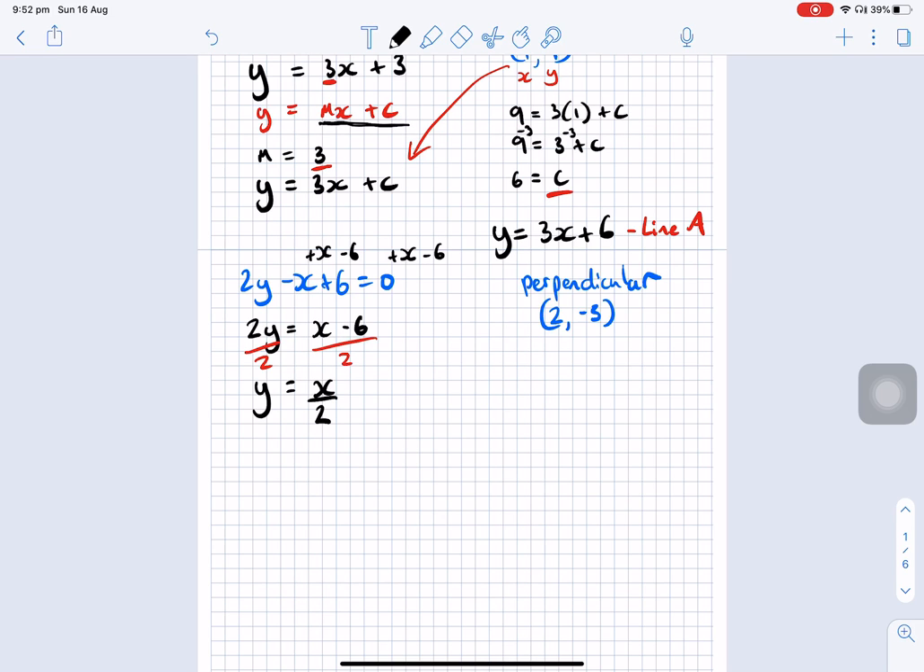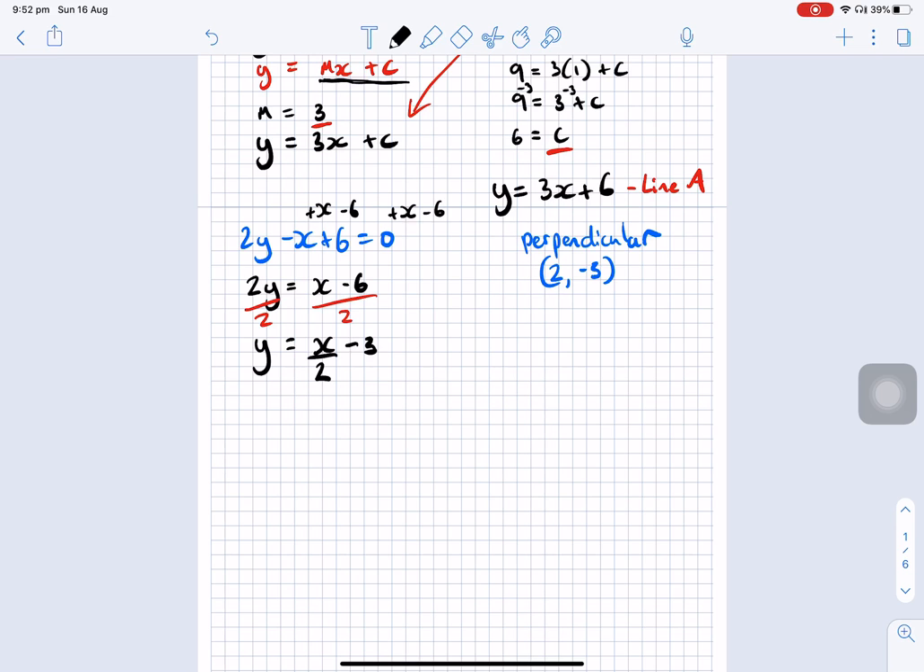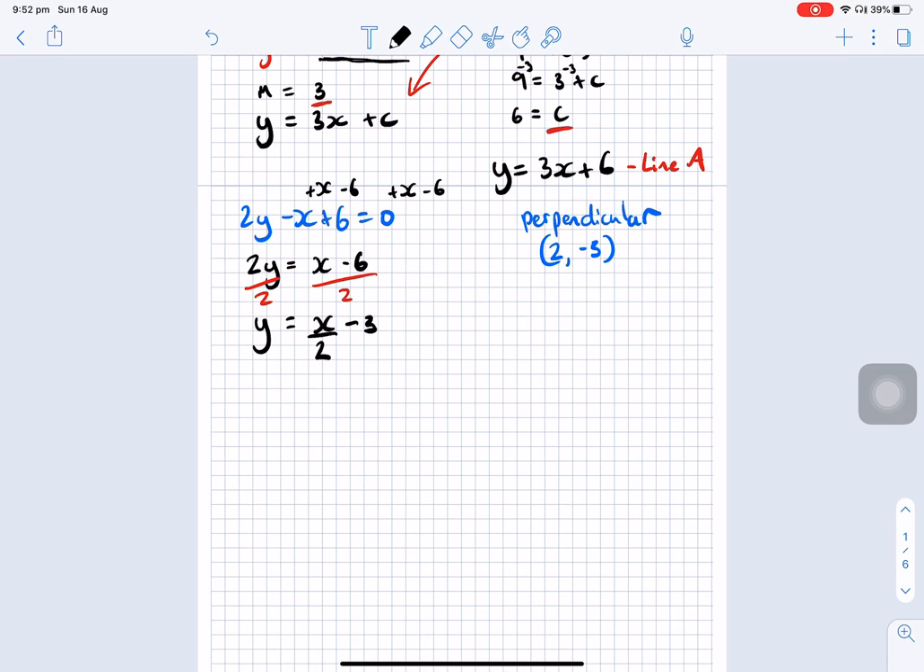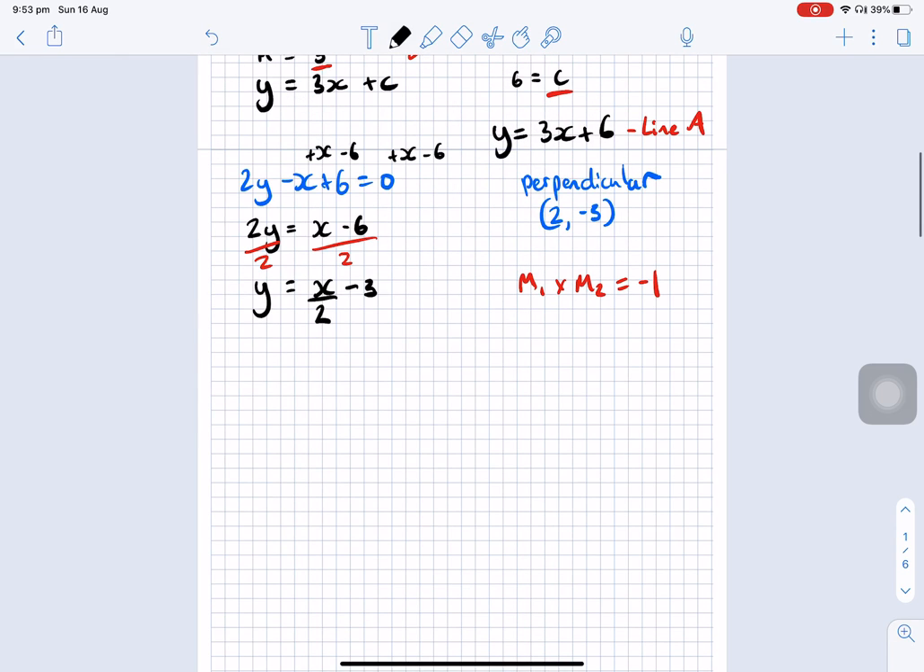And then we'll have negative 6 divided by 2, which gives us negative 3. So that's our rearranged version of the equation which our line B is perpendicular to. And then what you should remember from your linear equations is a very specific formula for finding perpendicular lines, and that is that m1 times m2 equals negative 1. If you've forgotten that, go back to your linear equation stuff, review that, remember why.